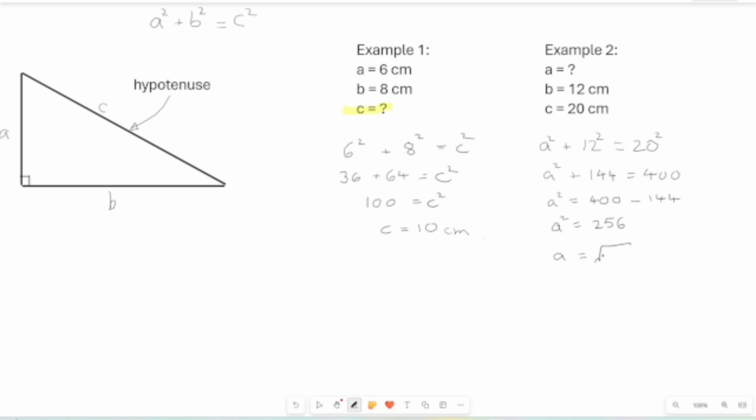The square root of 256, and that happens to be 16 centimeters. So we found the length of A by using the relationship A squared plus B squared equals C squared. And that's another way that Pythagoras' theorem can be used. So it's really very easy to apply.